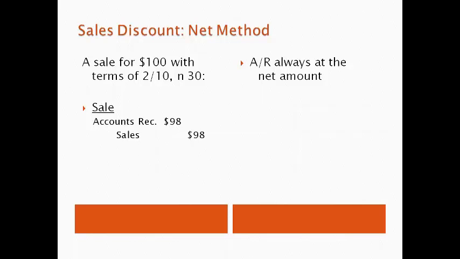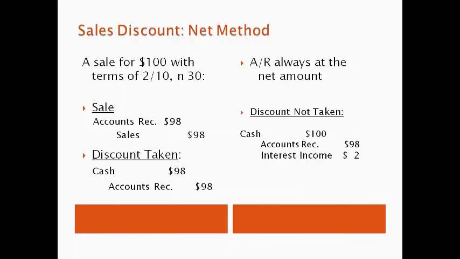Here is an example of accounting for sales discounts using the net method. This company sold $100 with terms of 2/10 net 30. The accounts receivable in the sale is recorded at the net amount. The accounts receivable account will always change for the net amount. A customer who takes a discount will pay the net amount and the receivable for the equal amount will be removed. The customer who does not take the discount will pay more than the receivable and the difference is recorded as interest income. The additional cash is considered a financing fee.